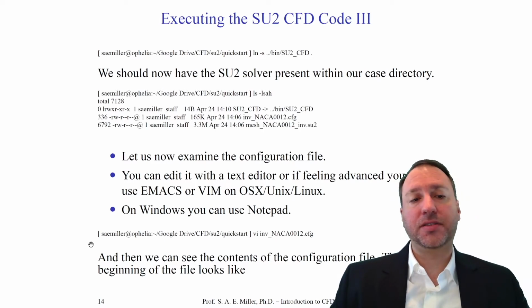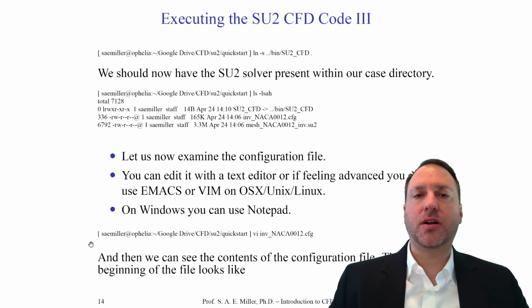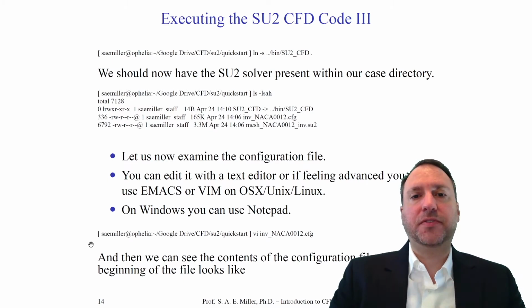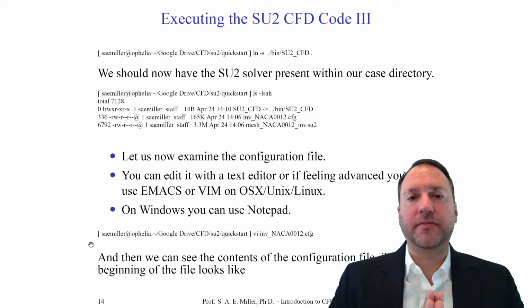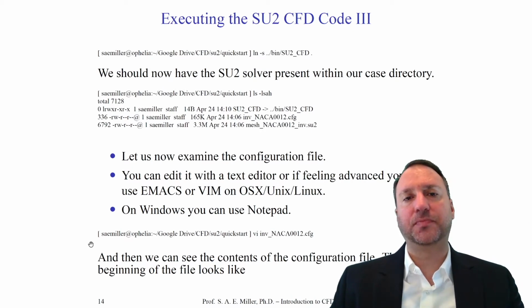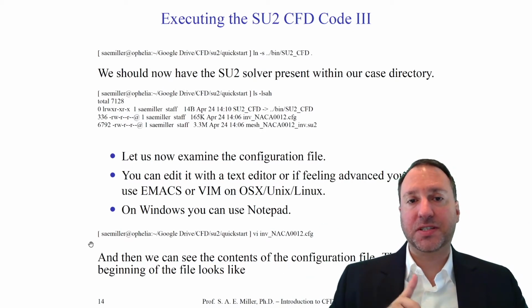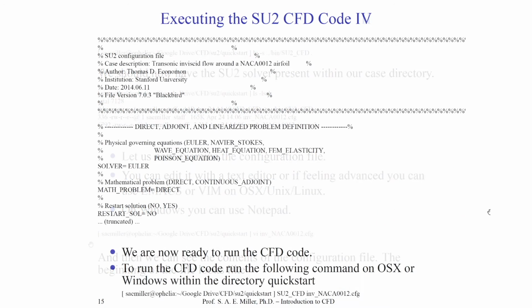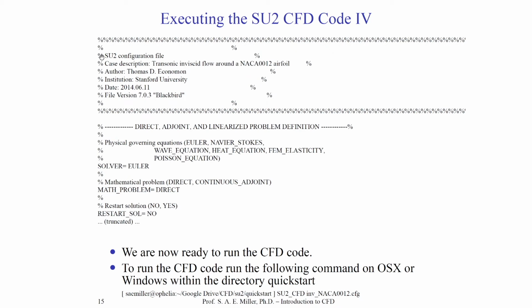When I hit enter, I'll see, of course, the contents of the configuration file. Let's talk about its basic structure now. We're going to look at the configuration file. When the CFD code runs, the first thing it does is read the configuration file, and that tells the CFD solver what to do. It'll then read the grid file, which is specified in the configuration file. How cool is that? Let's look at this configuration file. This is the beginning of it.